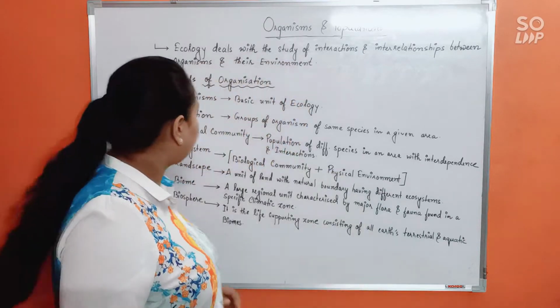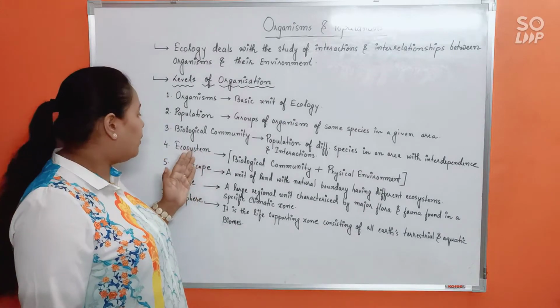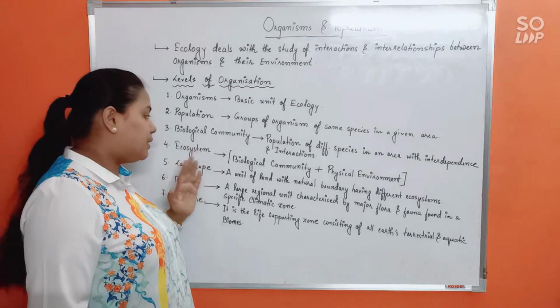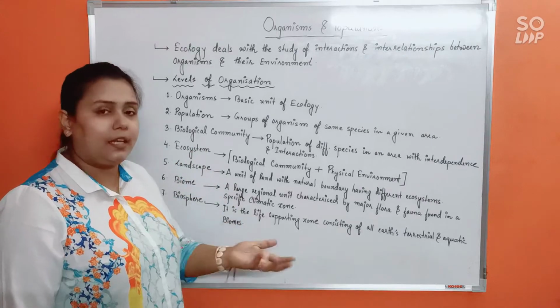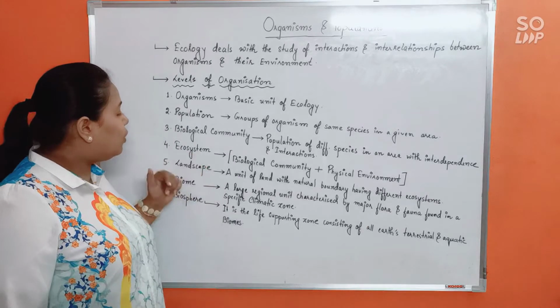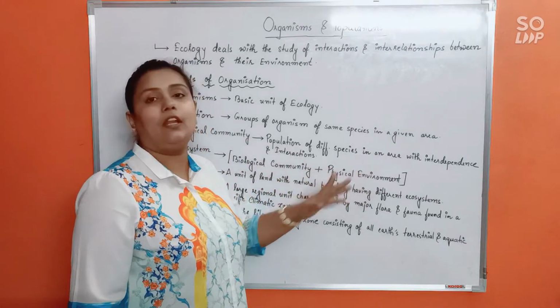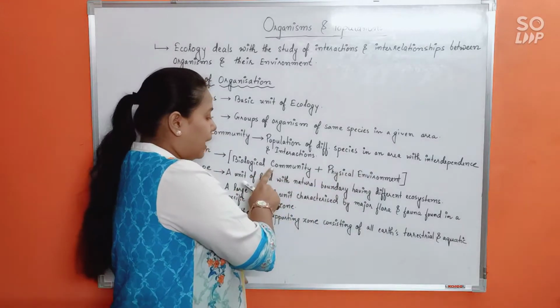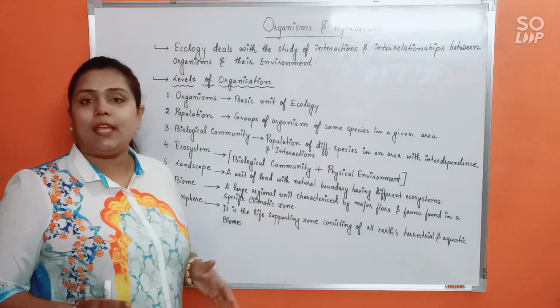Now next is ecosystem. It's a very important term, ecosystem. We will be discussing ecosystem in much more detail in the next chapter. Ecosystem means the biological community plus the physical environment, that means biotic and abiotic factors together, is known as the ecosystem.